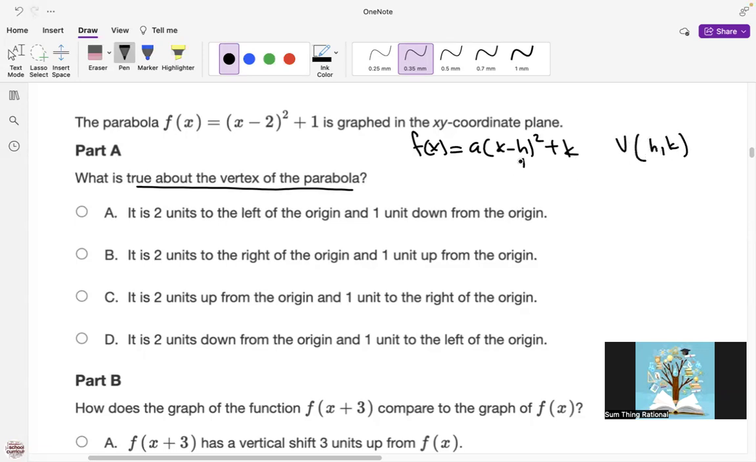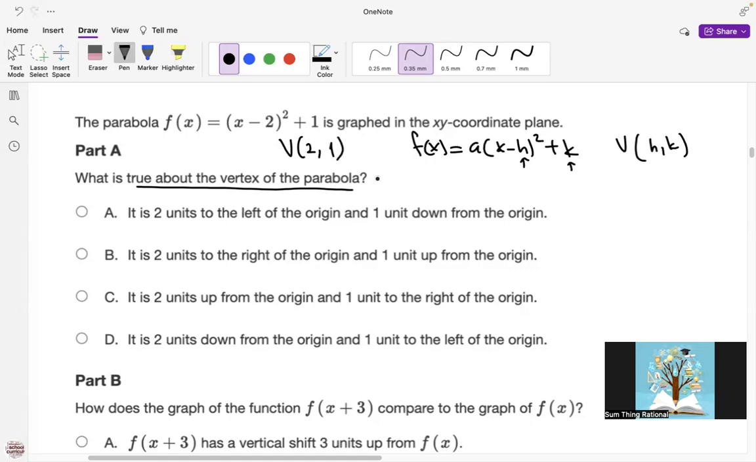Pay attention here: in the formula, the sign in front of h is negative, and k is positive. But when we are writing the vertex, we write h as positive, and k we don't change. So the vertex here is 2 comma 1.